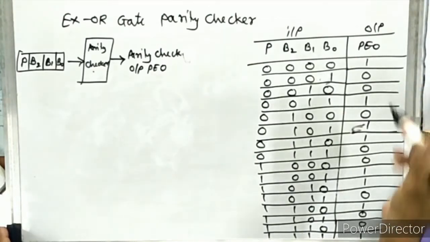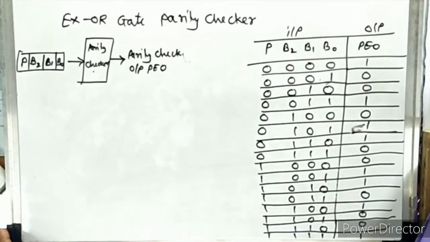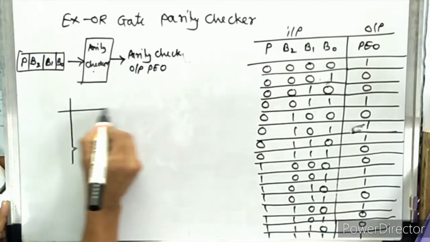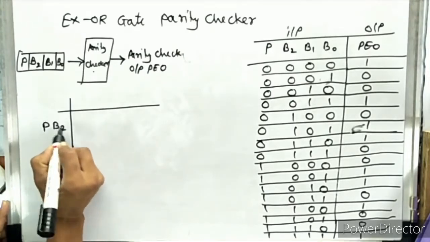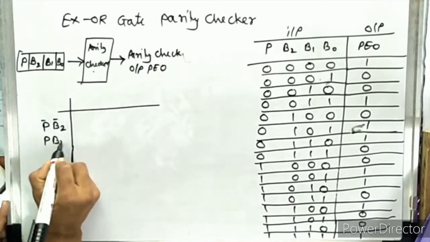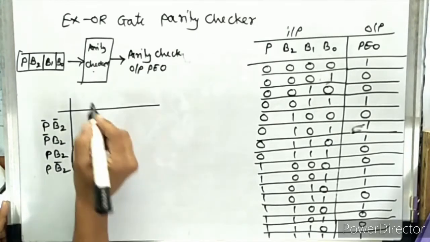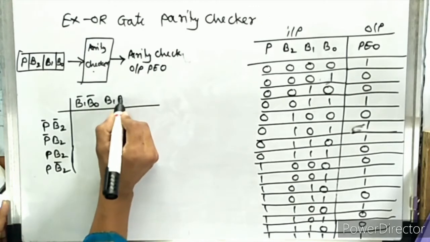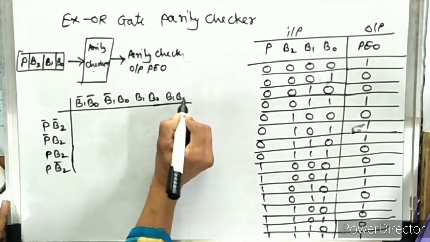Now construct the K-map for this PEO with these 4 inputs, so we will get the equation for the parity checker. So here, plot the K-map. Inputs are P, B2, and here are B1, B0, B1, B0 bar, B1 bar, B0, and B1, B0 bar.